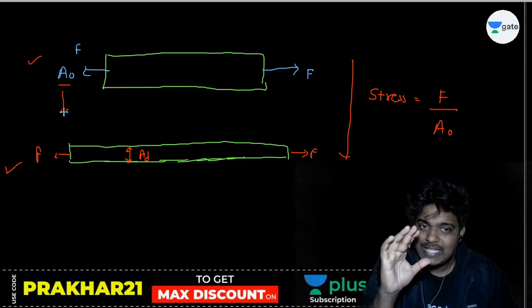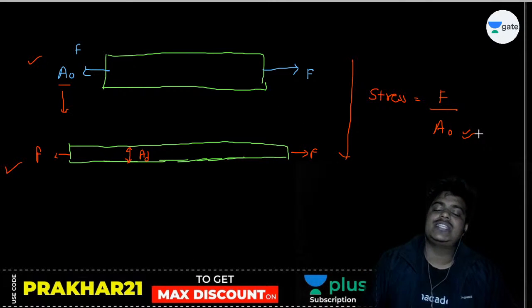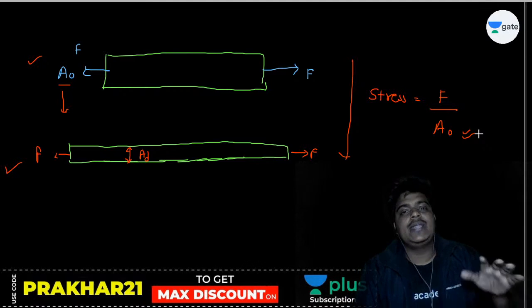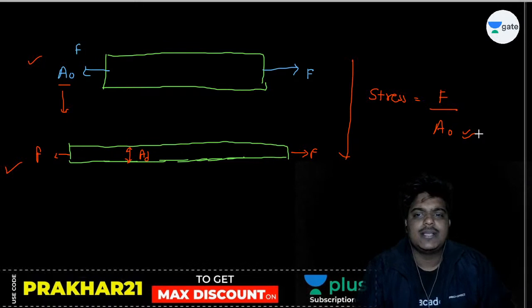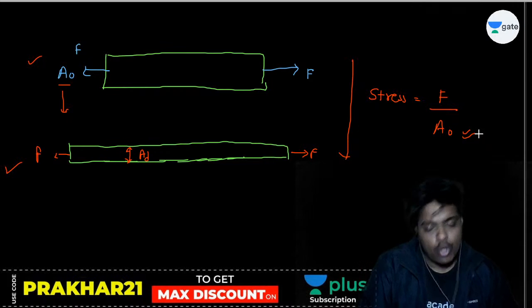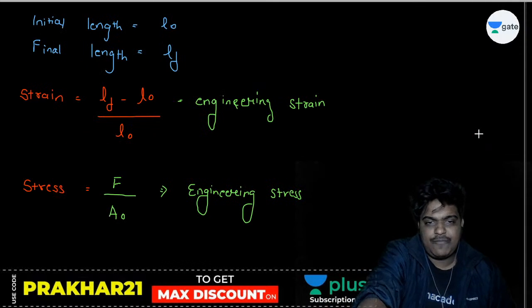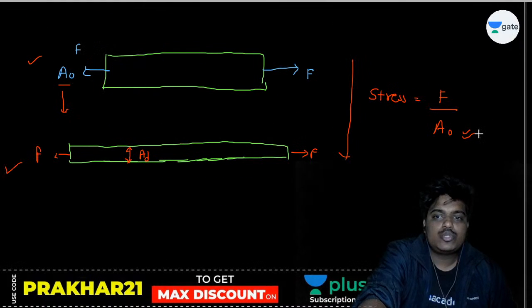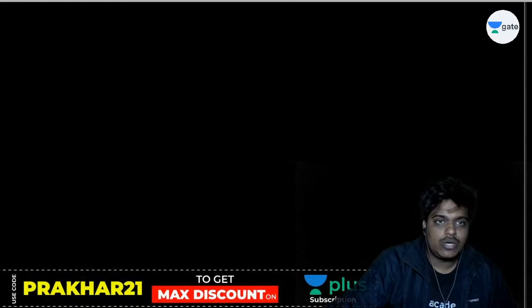The area is changing continuously. How can I say that my stress is constant? Stress is inversely proportional to area, or directly dependent on area. If the area is decreasing, don't you think that the stress will increase? Obviously it will increase. Yes or no? So that is why this is not the true stress.